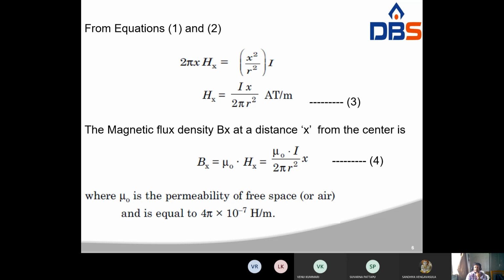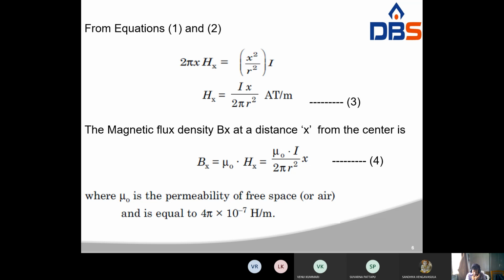Now find out the magnetic flux density. That is the magnetic field intensity, and we have to find the magnetic flux density. What is the relation between flux density and intensity? Flux density is directly proportional to the intensity, that is B proportional to H, B is equal to mu H. Here mu is mu 0 mu r, where mu r, the relative permeability, is equal to 1 for air. That's why Bx is equal to mu 0 Hx, and we know the Hx value, so Bx equals mu 0 I x by 2 pi r square, taken as equation 4, right?